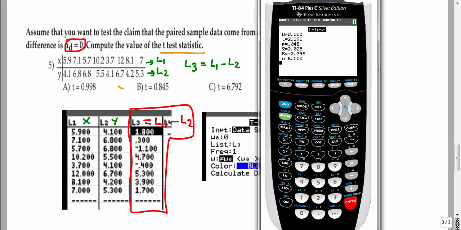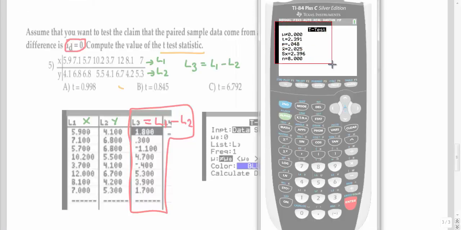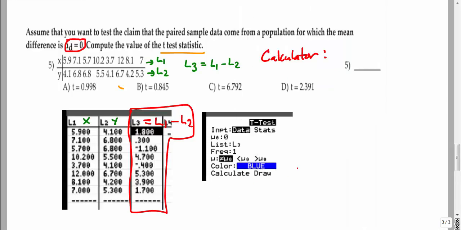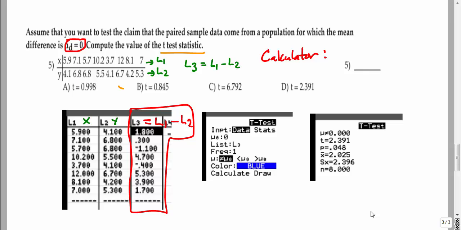Now again, I'm just looking for the test statistic, and the test statistic is usually toward the top, and in this case it's t equal to 2.391. And again, that's given right here. This is my test statistic.